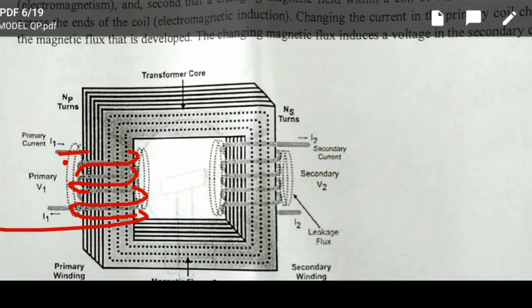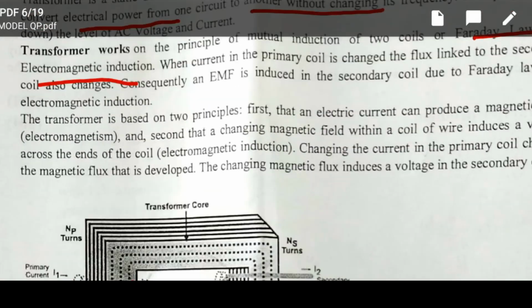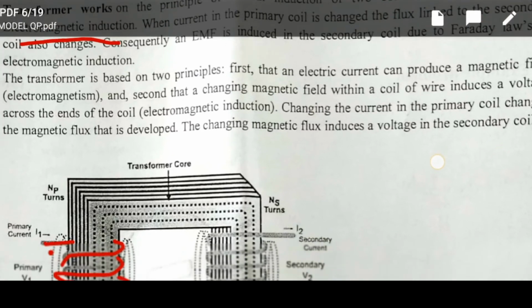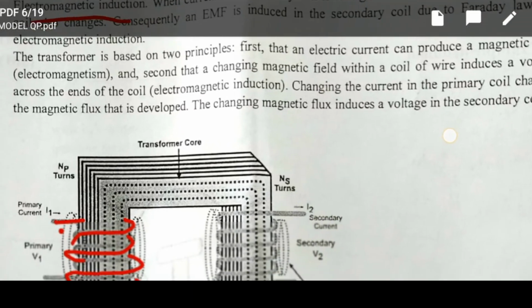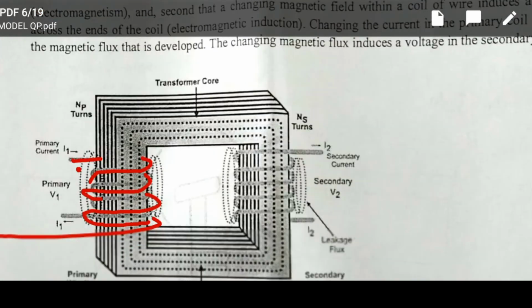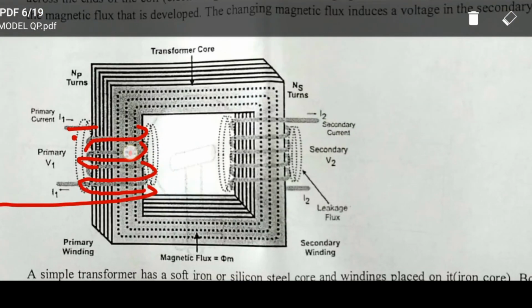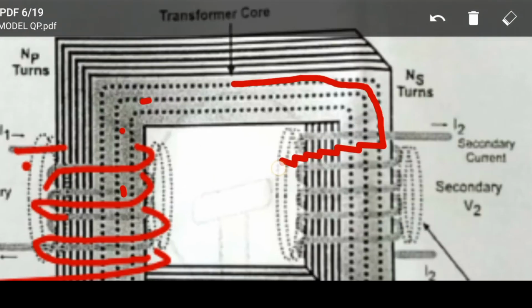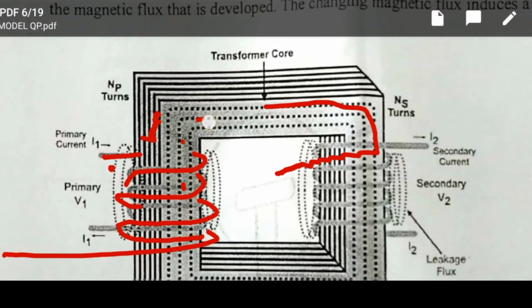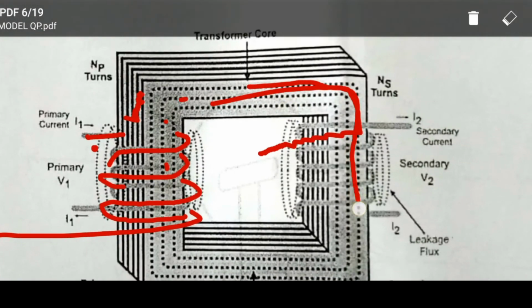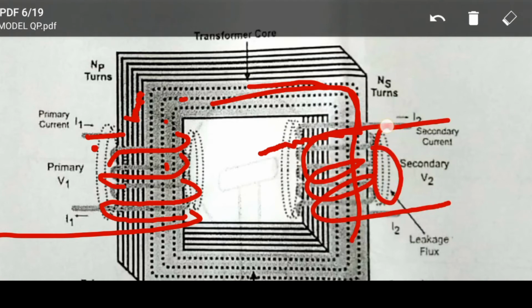How does the transformer work? Transformer works on two principles. First, electric current can produce a magnetic field. Wherever we give the supply to the transformer, magnetic flux is created. This magnetic flux links with the primary turns and secondary turns. The magnetic flux rotates through the core and links with the secondary winding. Here also EMF will be induced in the secondary winding. Some fluxes may be leakage flux.